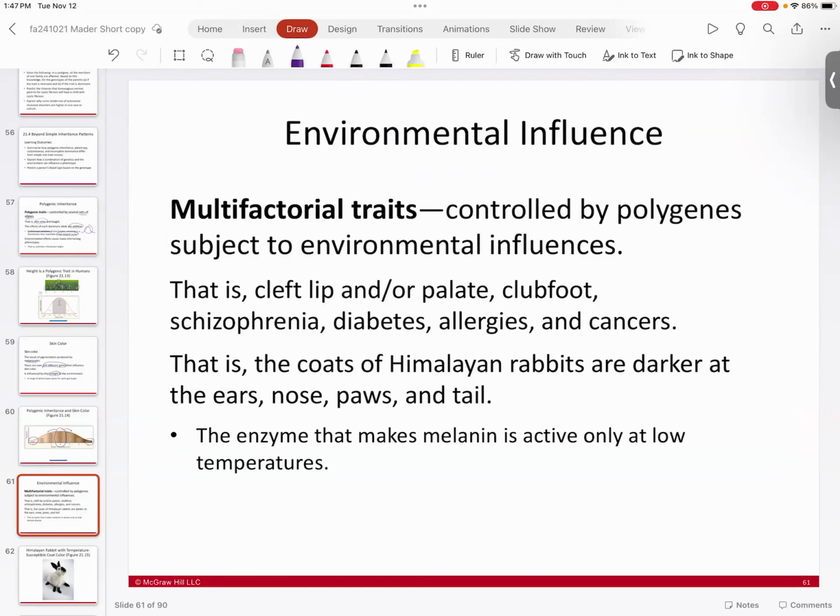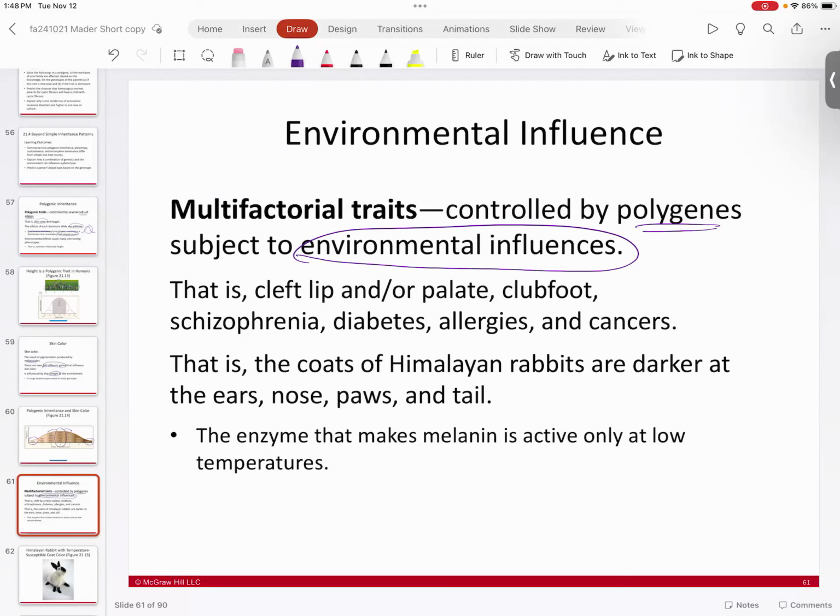Now, this also leads us to what's called multifactorial traits. So oftentimes they are going to be polygenic, but they're also going to have strong environmental impact as well. That's why they're called multifactorial. There's just a lot going on there. Right? A good example of this would be, for instance, cleft lip, or the way that your palate is forming. Schizophrenia, a lot of mental health disorders, diabetes, allergies, cancers are definitely multifactorial. That's the reason why it's almost impossible to come up with a cancer cure.